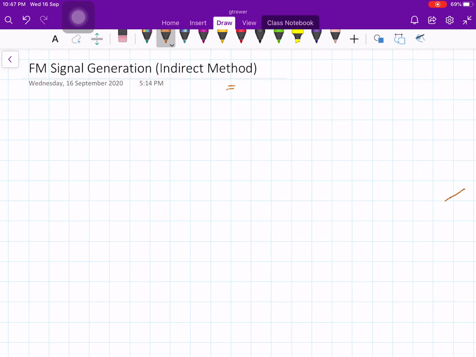In this lecture, let us talk about FM signal generation by using the indirect method. In the last lecture, we discussed FM signal generation using the direct method, like a voltage controlled oscillator. You have an oscillator, and the output frequency is controlled by the input message signal m(t). This is your controlled voltage. Now let us discuss the indirect method in some more detail.